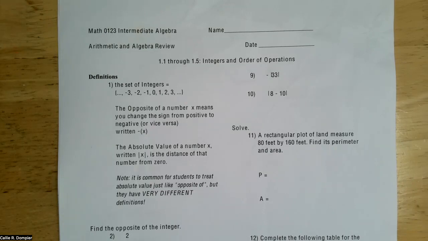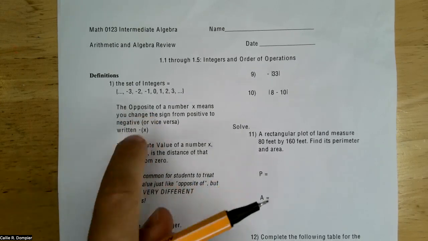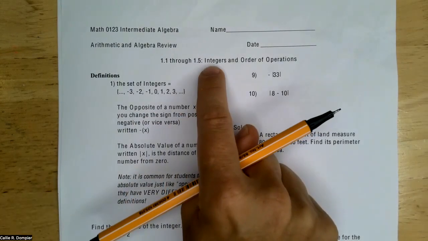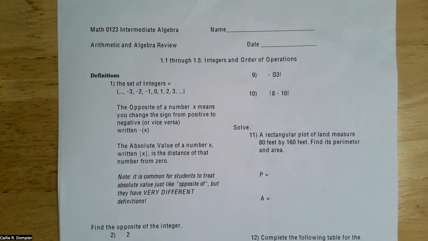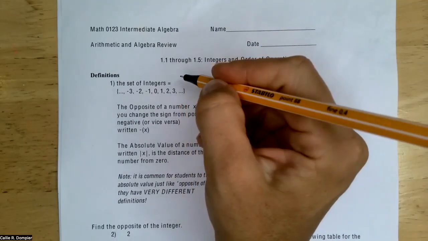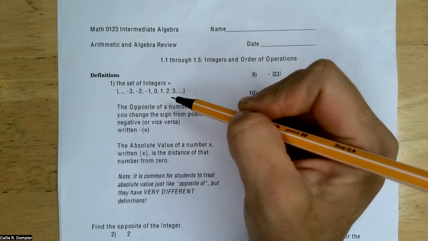Okay, let us begin with the definition of integers, what they mean by the opposite of an integer or a number, and then the absolute value of a number, okay? Opposite and absolute value are not the same. So again, we're talking about integers and the order of operations, or how to do addition, multiplication, subtraction, and division. Good? Okay. So set of integers just means whole numbers, and they can be negative or positive.